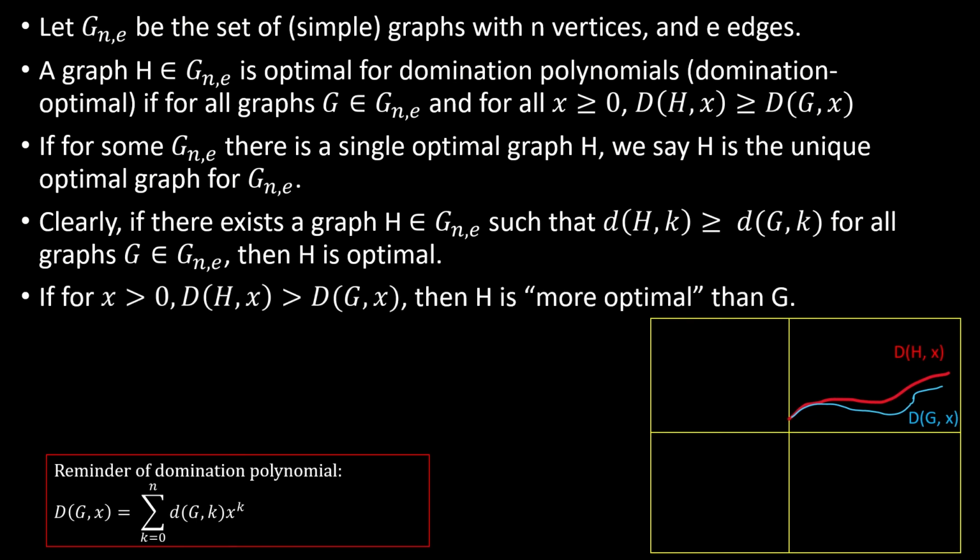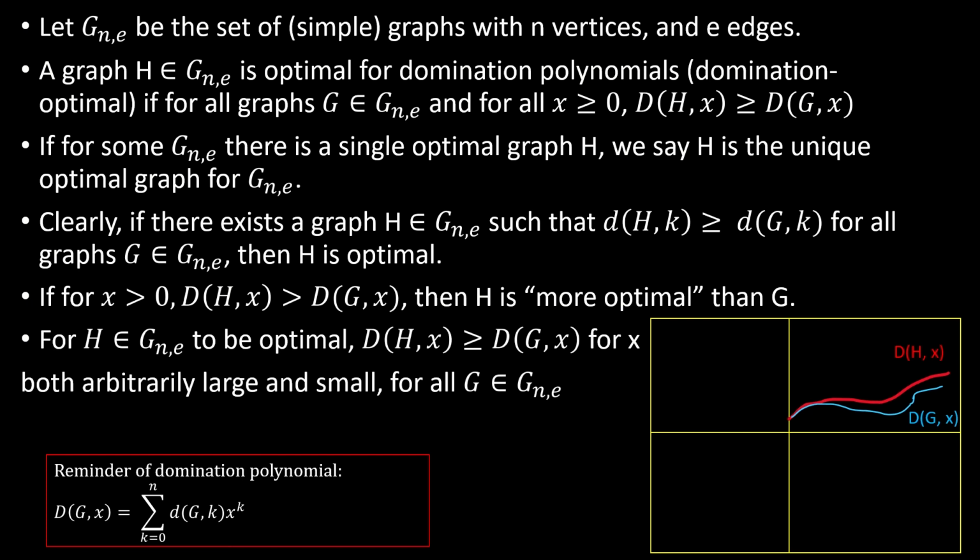Also, we can compare the optimality of different graphs as long as they have the same number of vertices and edges. If we have two graphs, G and H, with the same number of vertices and edges, and if for all x greater than 0, d of H at x is greater than d of G at x, then we say graph H is more optimal than graph G.